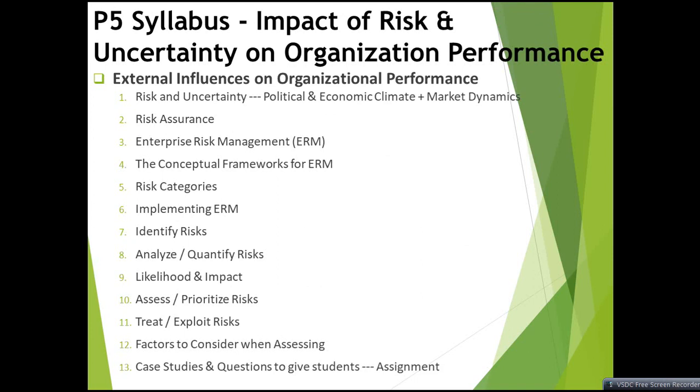Then we'll come to another topic, external influences on organizational performance. Organizational performance is your part. Your employees, your team will work according to it. But outside your company, some external influences will be there that pose risks for you. So the impact of risk and uncertainty on organizational performance will have to be checked as well. We will discuss risk and uncertainty in too much detail. Just an example, political climate changes or economic climate changes, what will be the risk in your company? Similarly, if market dynamics change, what will happen in your company? So this will be the question.